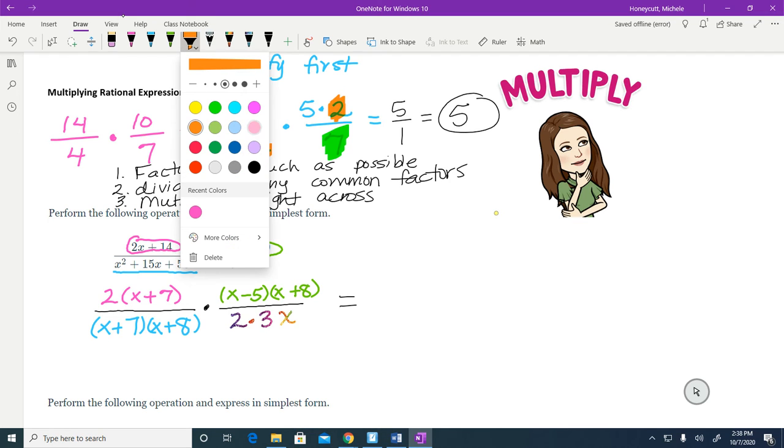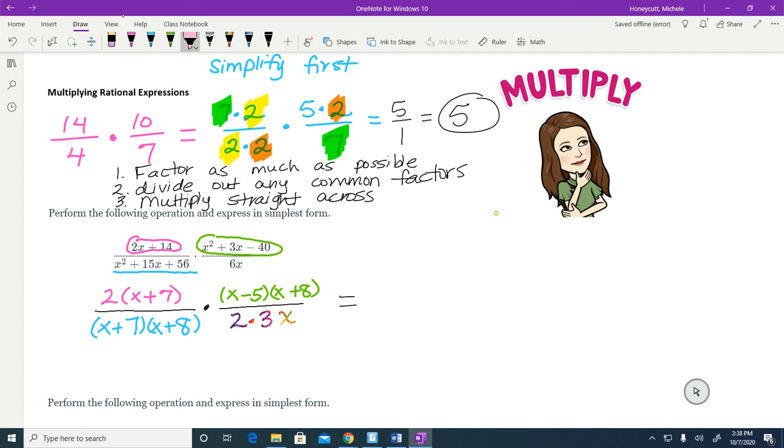Let's see, common factor that I can divide out. There's a 2. I can divide it out with that 2. So the 2's are gone. X plus 7 divides out with this x plus 7. X plus 8, this is getting exciting, divided by x plus 8. Okay, there's no x minus 5s anywhere. There's no 3x's. So that means this is just totally simplified to x minus 5 over 3x. That's multiplying.